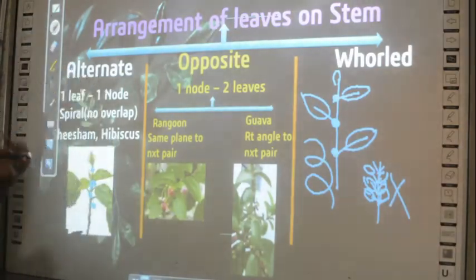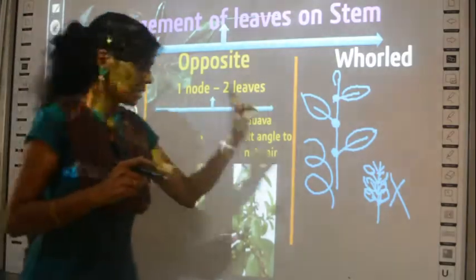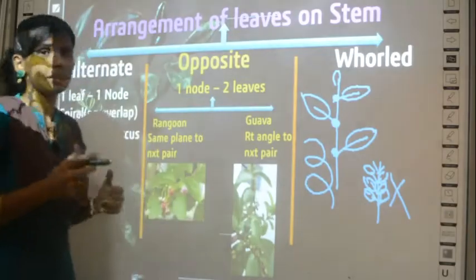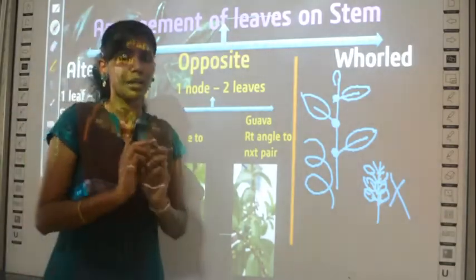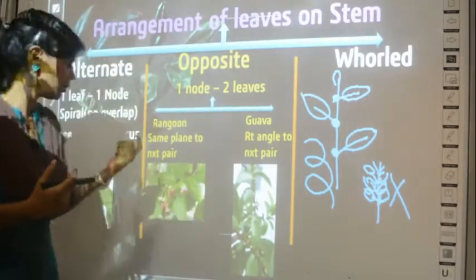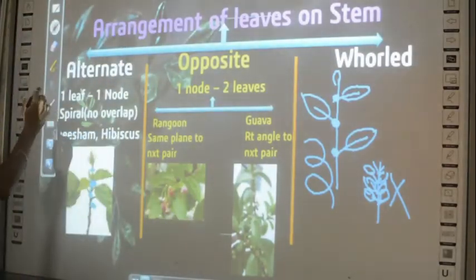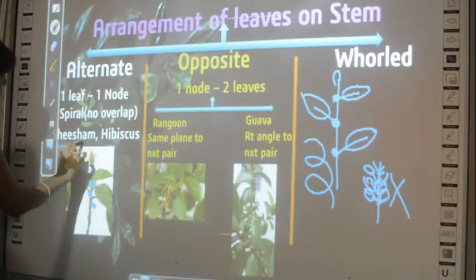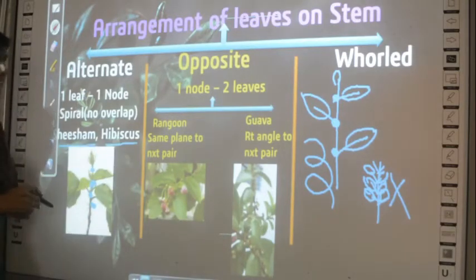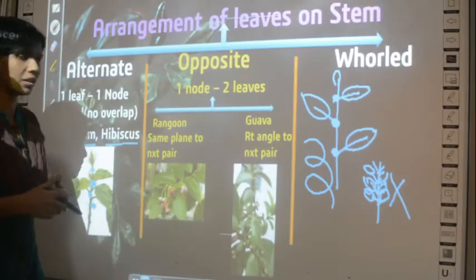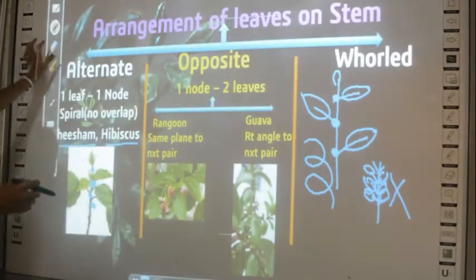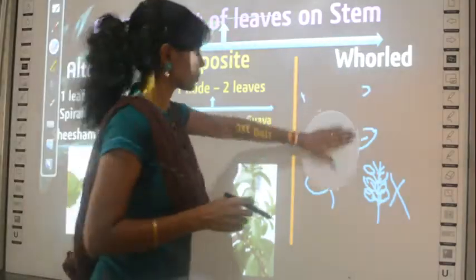Okay. So what we have seen in alternate type, there is only one leaf in one node and they are spirally arranged so that they do not overlap. What is the example? Hibiscus, and one more example is given as shisham. So this plant and hibiscus are examples of alternate arrangement. The next type is opposite arrangement. What does this mean? Opposite arrangement.